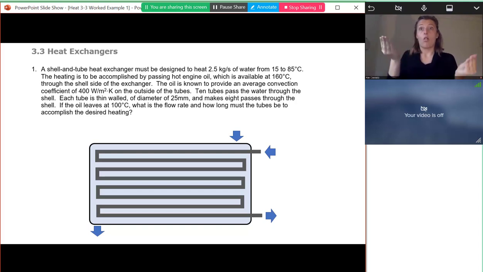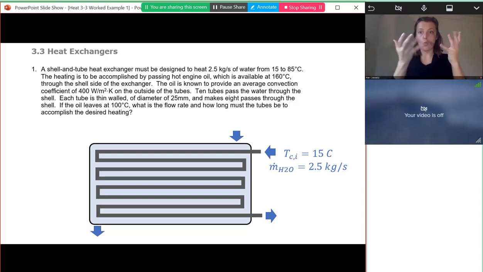And they tell us that there's multiple tubes inside this shell. So there's this one big bath of fluid on the outside and a lot of little tubes that are running back and forth to try to transfer as much heat as we can. So we're told some information about the cold inlet. We know the temperature is 15 degrees Celsius, and we know the mass flow rate is 2.5 kilograms per second.